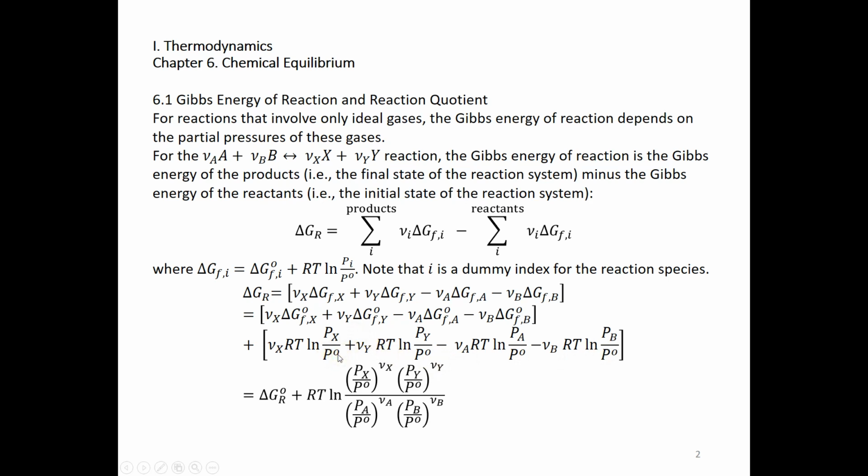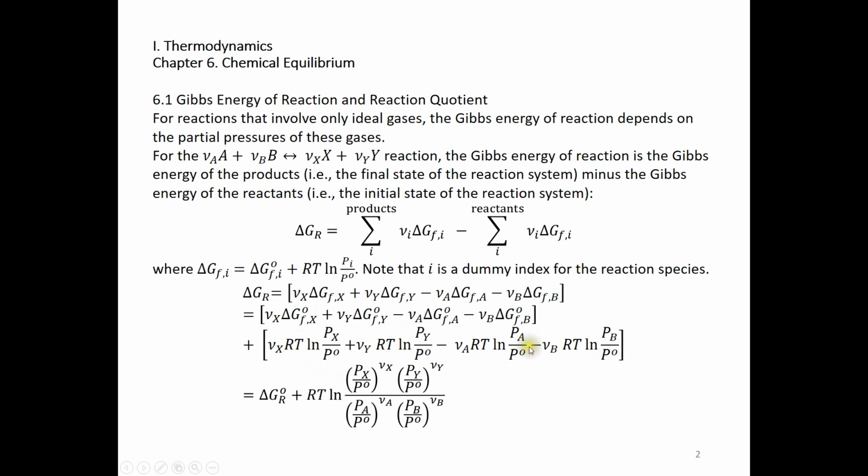P naught is the standard state, but X does not have to have 1 bar pressure. It can be any pressure denoted by P sub X. And this is partial pressure of Y, partial pressure of A, and partial pressure of B. So that's why we have these 4 terms that take the pressure difference into account.